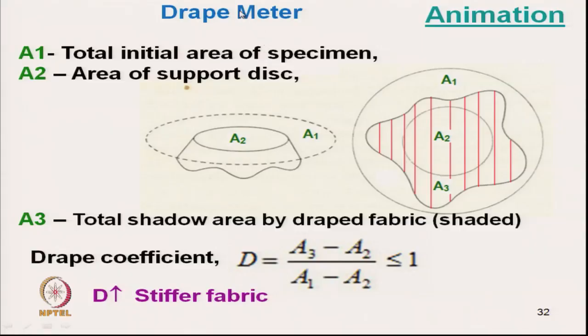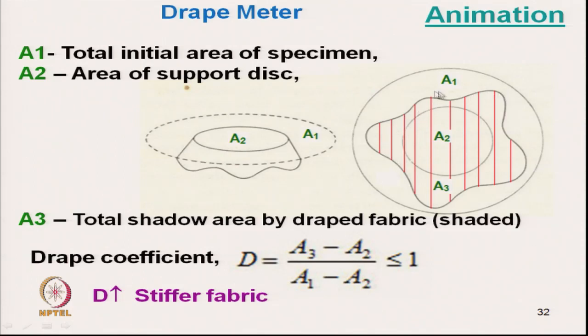Here, actually, a light beam is falling from the top, and this is the type of shadow at the bottom. This shadow we can trace, and if we can measure the area, from that area we can calculate the drape coefficient. Now, the area measurement is sometimes very difficult.